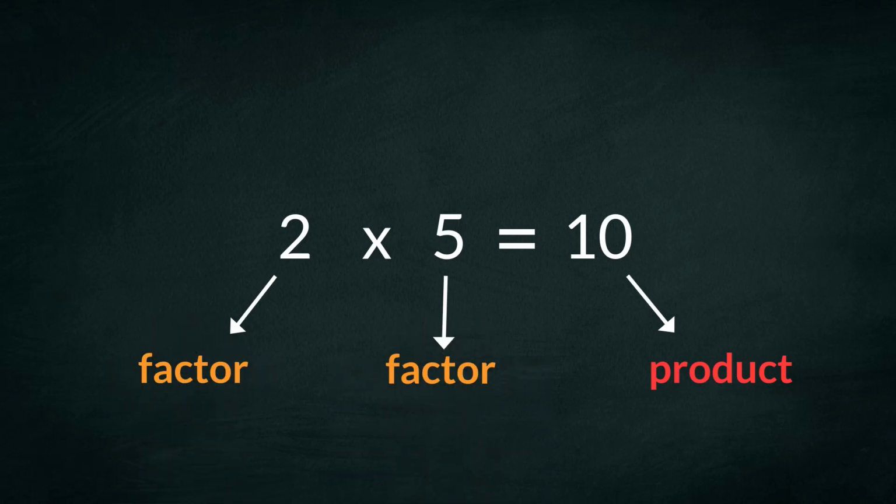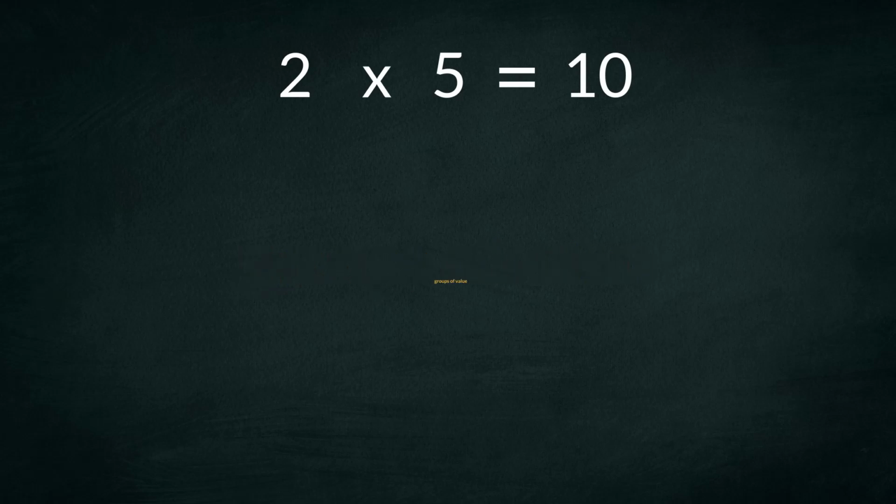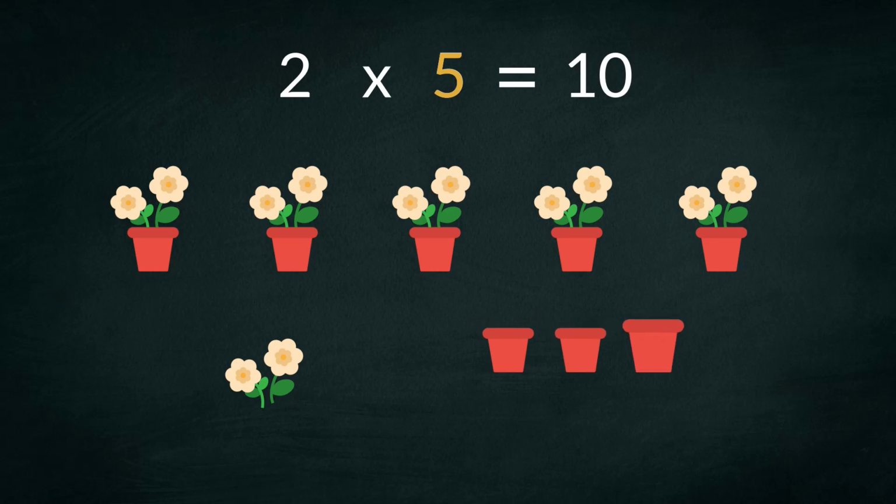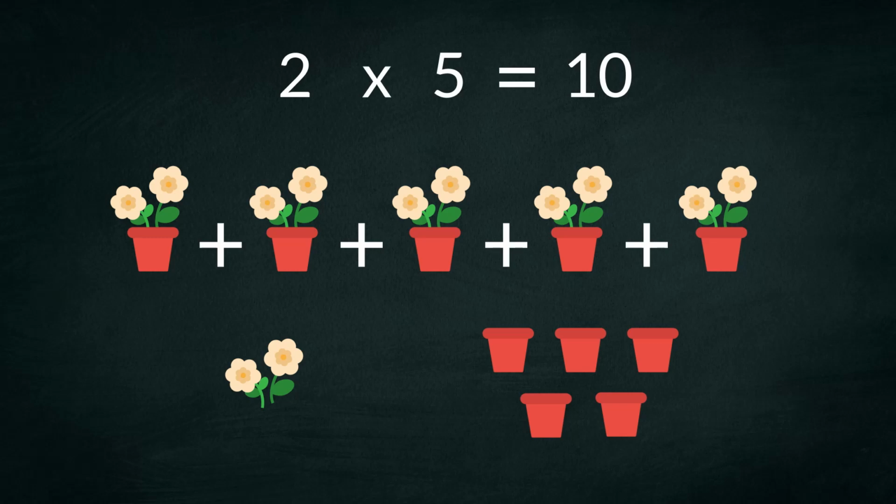To help you visualize multiplication better, we can use groups of value. And why not do it with a pretty picture, huh? Let's say 2 is the number of flowers in a pot, and 5 is the number of pots. You can see that all these pots are the same, right? They all have 2 flowers in them. If we want to know the total number of flowers, instead of adding every flower in a pot, we can take the number of flowers in each pot and multiply it by the number of pots.